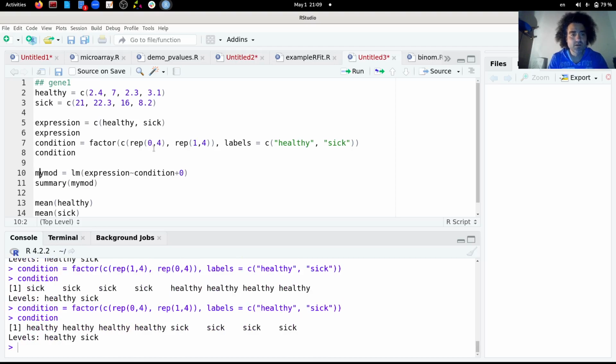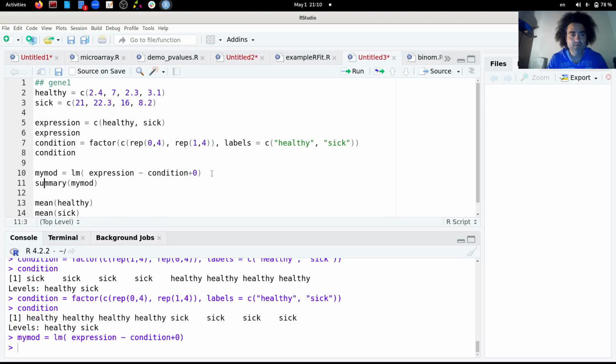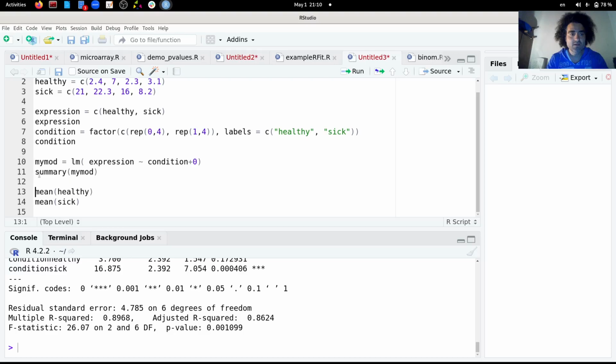Okay, and now the expression value can be modeled using a linear model here as a function, we use this tilde, of the condition. And since we talk about the means model, we have to put this plus 0 here. If we don't put this plus 0, then R will put the 0 level here as a basic level, and then try to explain the level 1 as a difference from the basic level. You will see the difference later on in the next video. So I run this command, and then in order to see the results, I use the summary of my model.